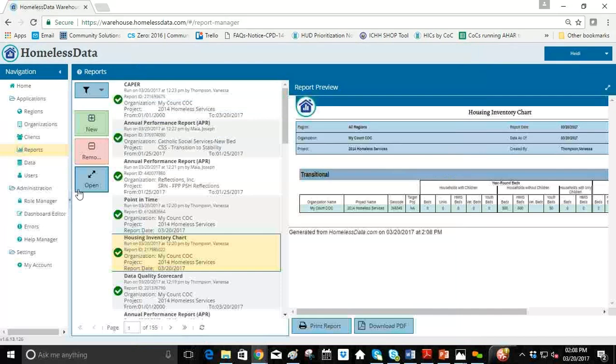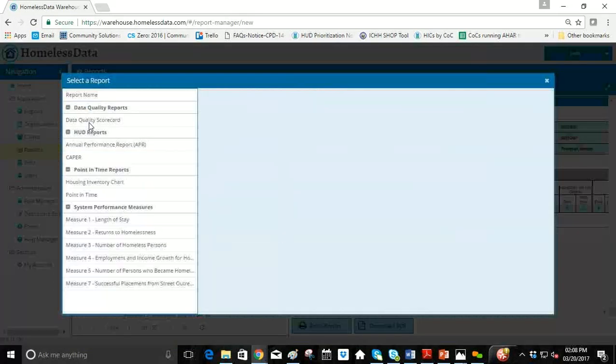Okay, system performance measures. We have guidance from HUD that you can resubmit your SPMs in HDX from the ones that you submitted in the fall. The date range was 10/1/14 to 9/30/15. HDX will be open again on April 3rd, and submissions are due by May 31st for those.